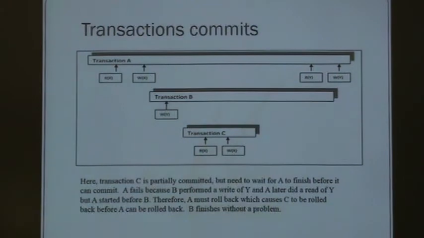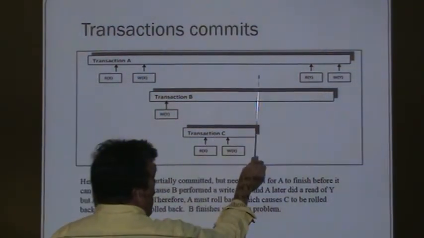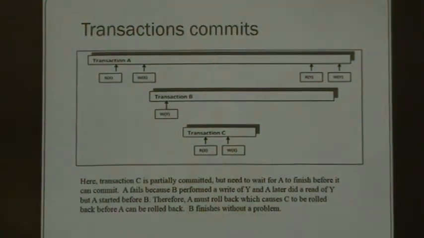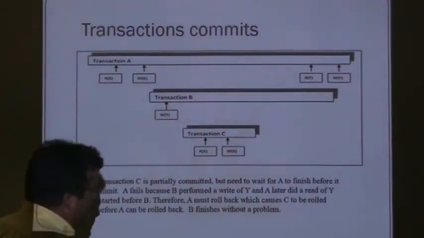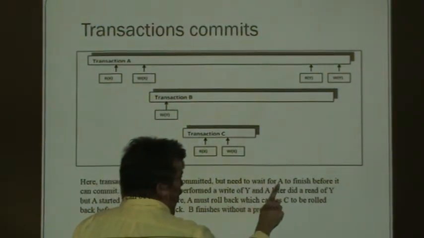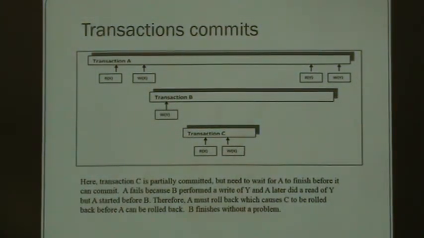So here, transaction C is partially committed. Transaction C got to this point and says, I think I'm done. Let me know if you see any problems. Asking the database, let me know if there are any problems. But it needs to wait for A to finish before it can be committed.